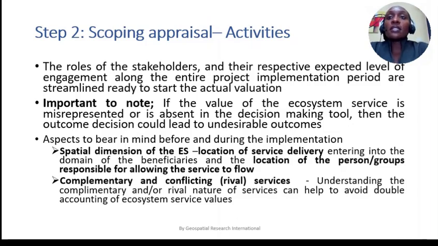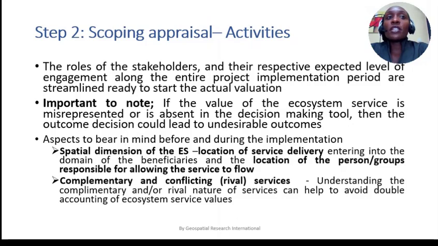And the first one is the spatial dimension of the services. And this basically means looking into the location of delivery of the service, entering into the domain of beneficiaries. For instance, if you're talking about the provision of timber by a certain forest ecosystem for building purposes, the location of service delivery could either be the locals that live around the forest, or even people from faraway markets where the timber is sold.